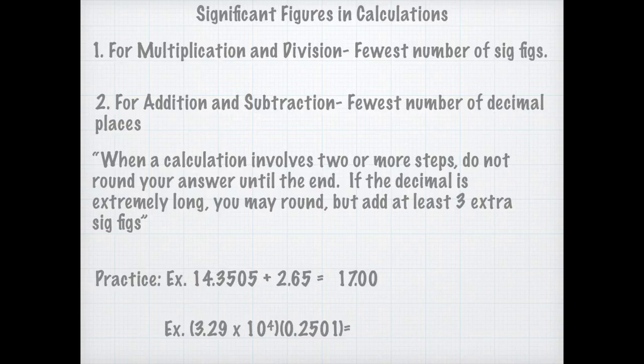For the next example problem, I am multiplying, and so I look at my first number. It has 3 significant figures because you ignore the times 10 to the 4th. That's 3 sig figs. And then 0.2501 has 4 significant figures. And so your final answer will need 3 sig figs, and that's how you get 8.23 times 10 to the 3rd.